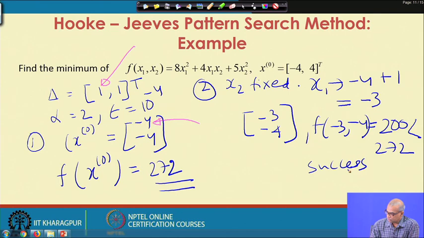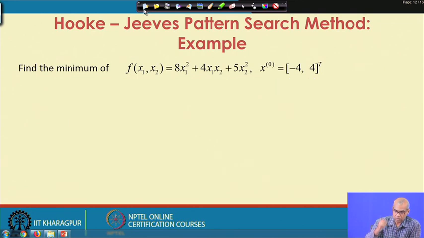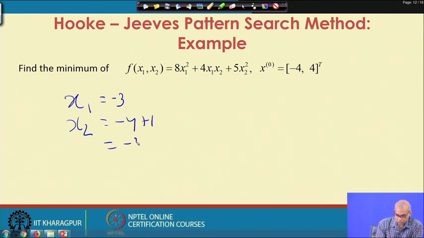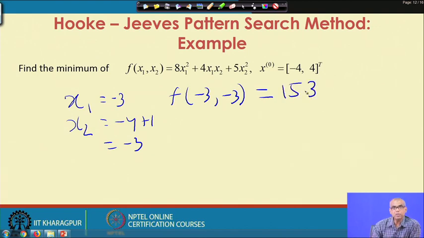Then we will fix x 1. We keep x 1 fixed at -3 and now perturb x 2. I will perturb x 2 the same way, so -4 plus 1 will be equal to -3. Let us find the function value at -3, -3, which you get as 153. If you remember, the previous function value was 200. So, again the move is a success.